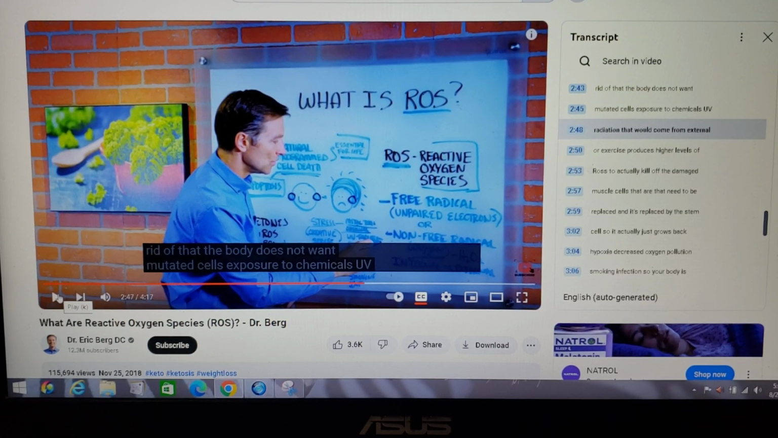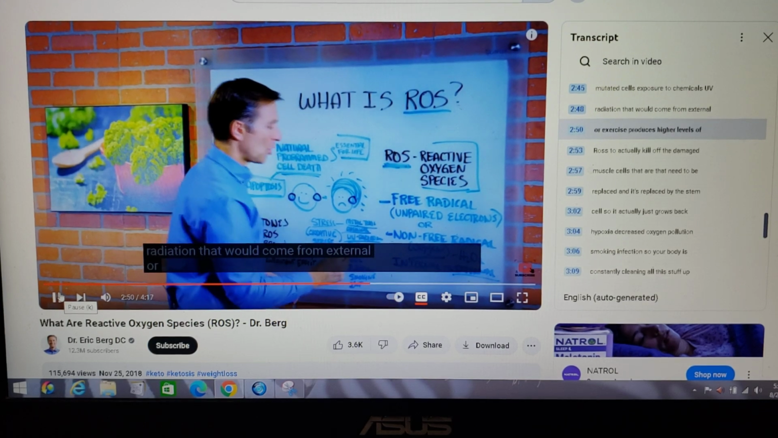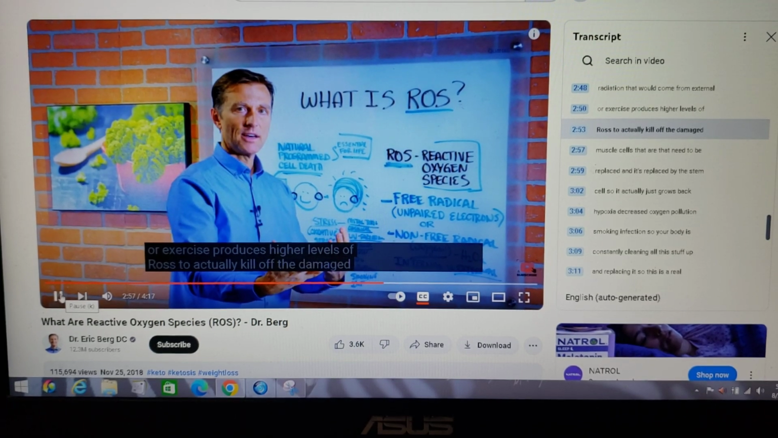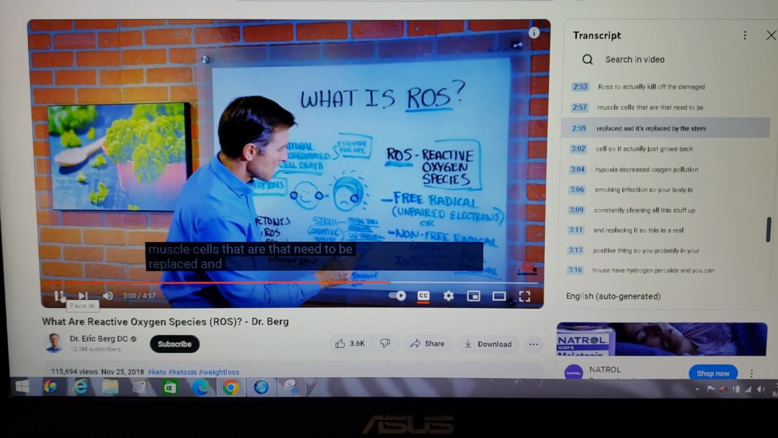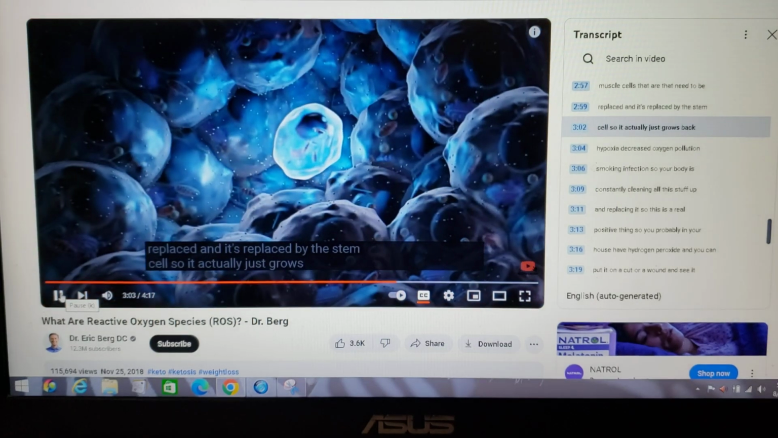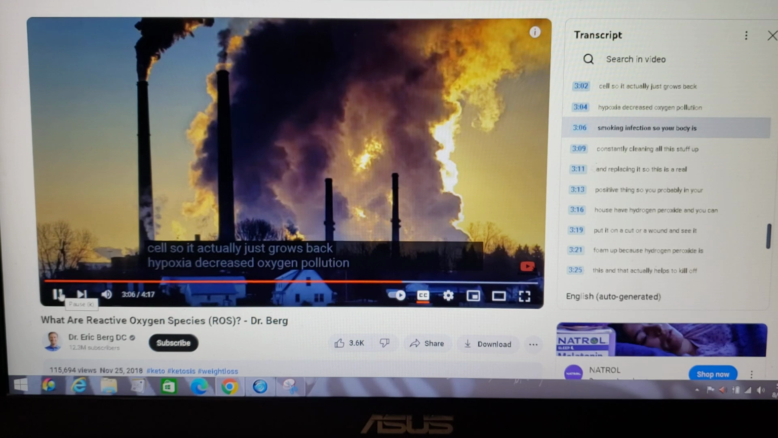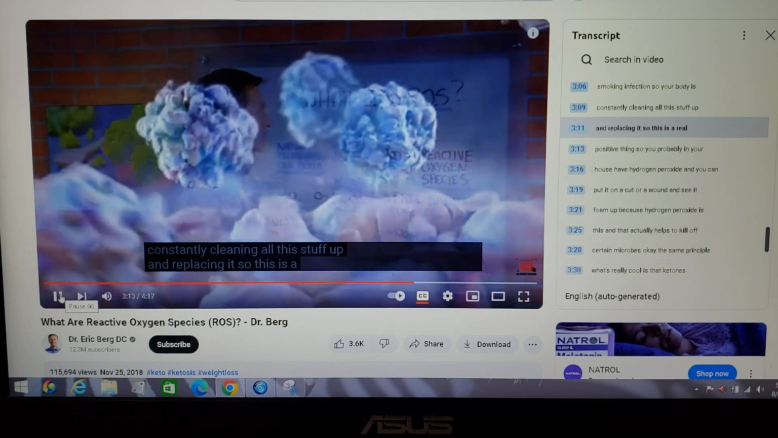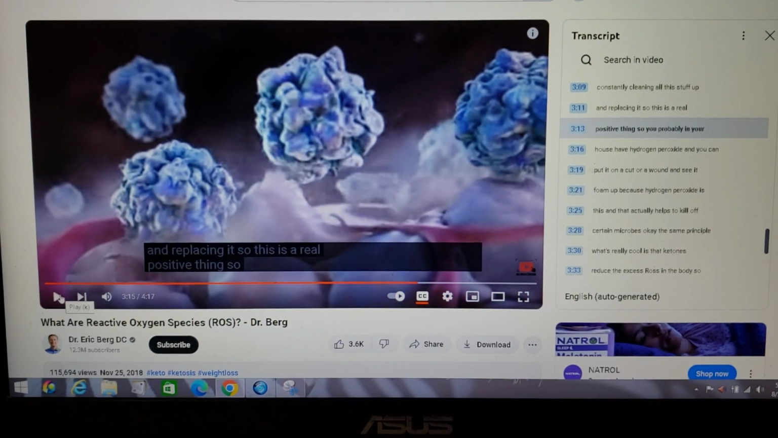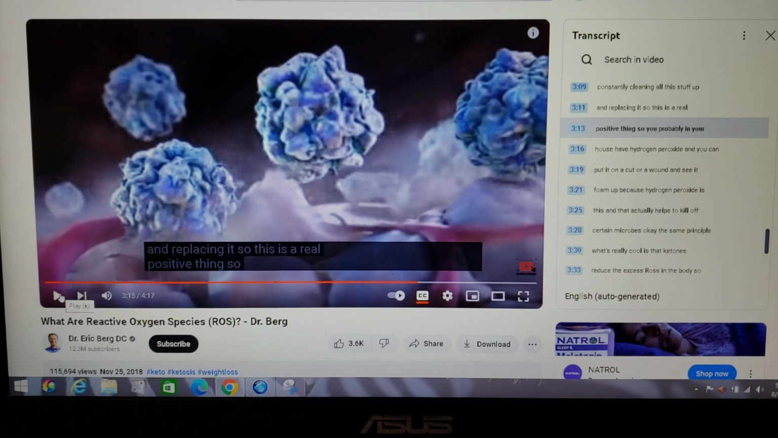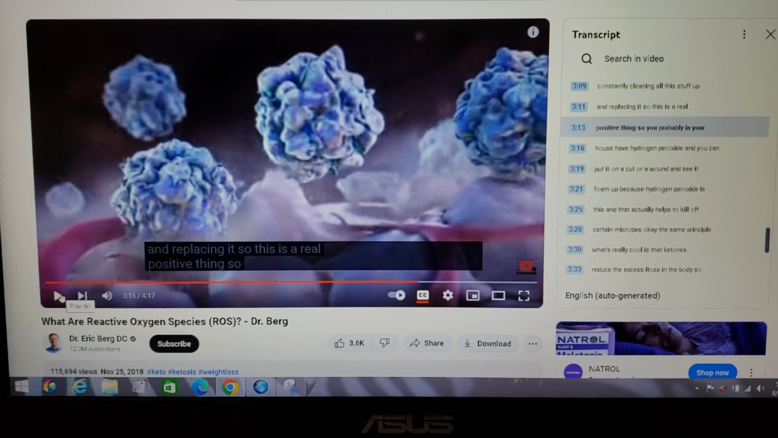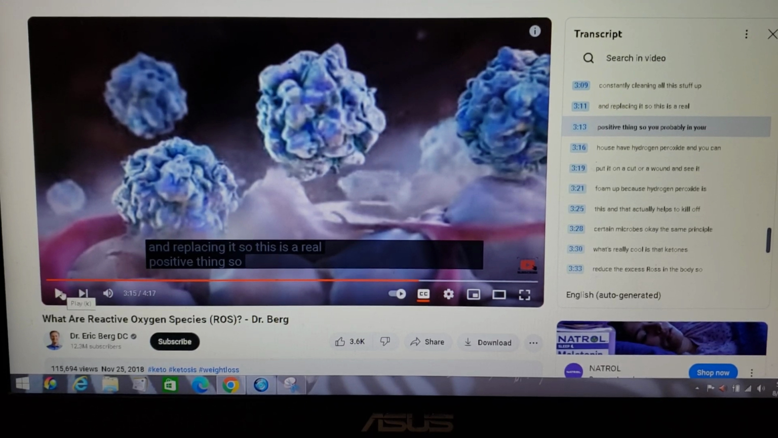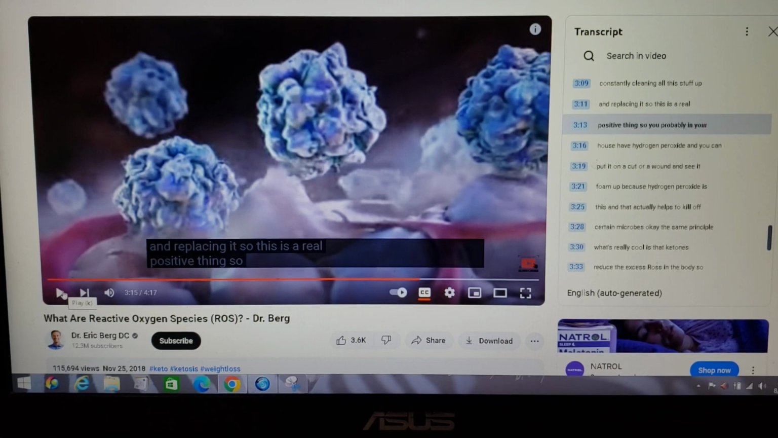The radiation that would come from external or exercise produces higher levels of ROS to actually kill off the damaged muscle cells that need to be replaced. And it's replaced by the stem cell, so it actually just grows back. Hypoxia, decreased oxygen, pollution, smoking, infection. So your body is constantly cleaning all this stuff up and replacing it. So this is a real positive thing. Okay, so this system in your body, it depends on your environment, what you're breathing in, and it's getting rid of the bad cells. However, if your body is out of balance, this system, the reactive oxygen species, it can start tearing up the wrong cells in your body.